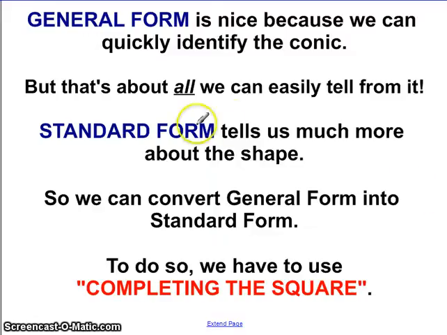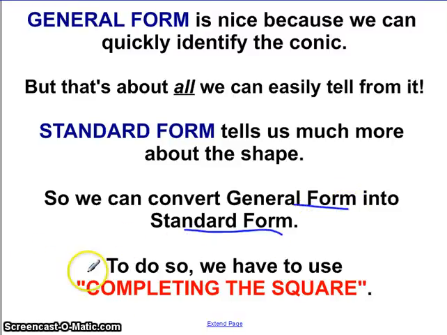What we really want to do is get this equation into what's called standard form, because that tells us a lot more about the shape. In fact, it tells us enough to really make a decent graph of the conic, where the general form really only tells us what kind of conic it is. So we're going to have to convert general form into standard form.